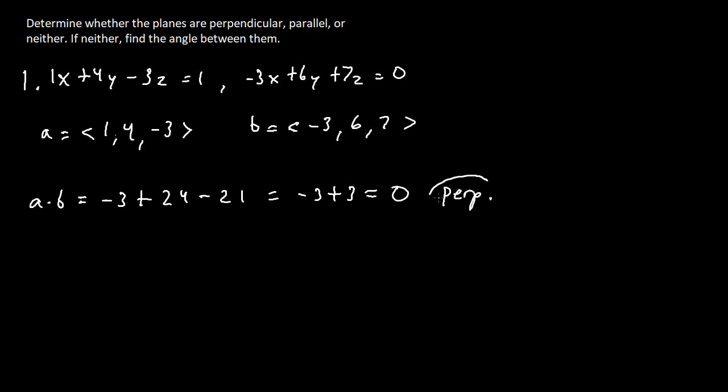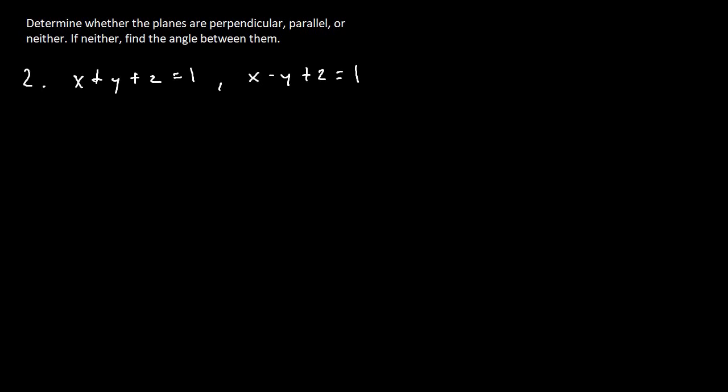So for number 2, we have x plus y plus z equals 1, and x minus y plus z equals 1. So let's go ahead and find the normal vectors. Let's just call the normal vector that represents the first plane, vector a. And so that's going to be just 1, 1, 1, because those are the coefficients in front of x, y, and z. And let's call the second one vector b, that represents x minus y plus z.